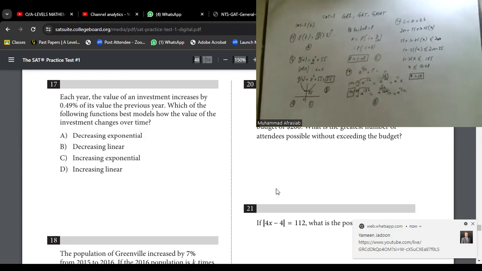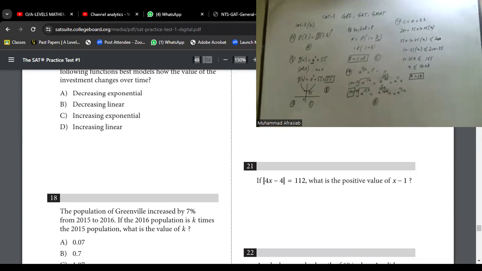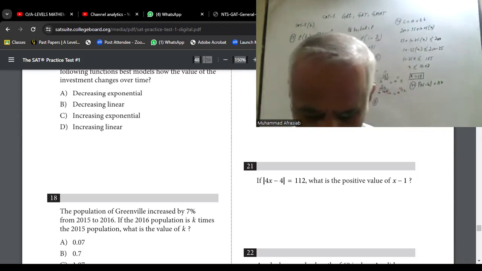Question number 21. If |4x minus 4| is equal to 112, what is the positive value of x minus 1? So question number 21, |4x minus 4| is equal to 112, and we need the positive value of this.